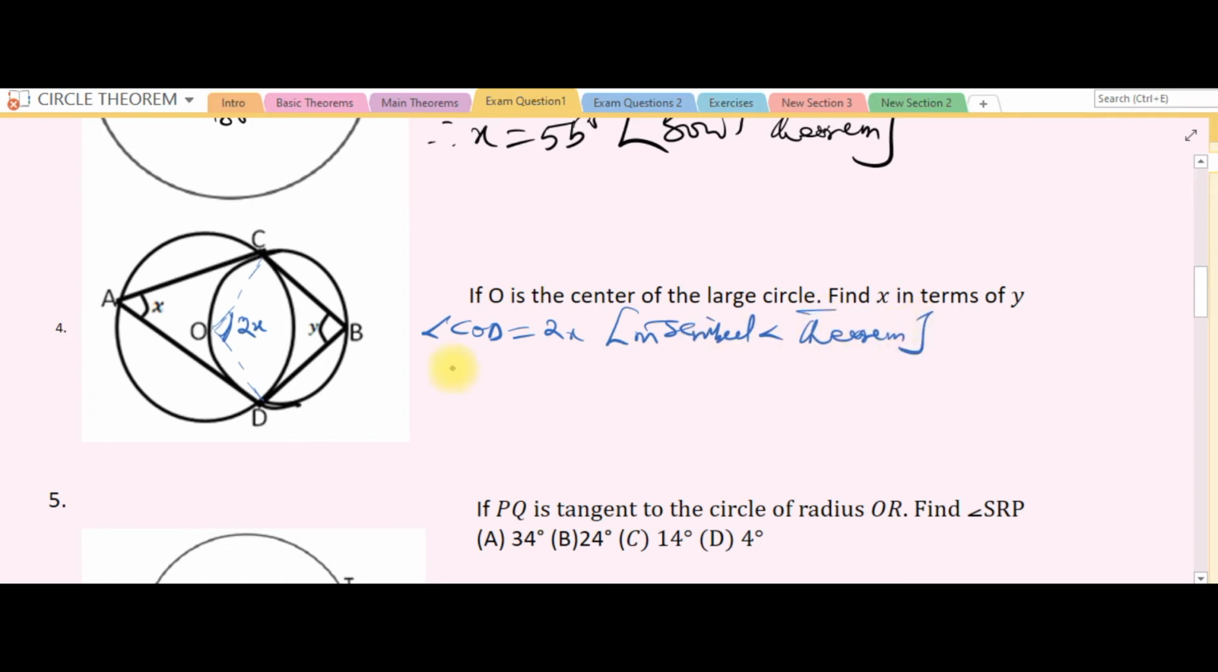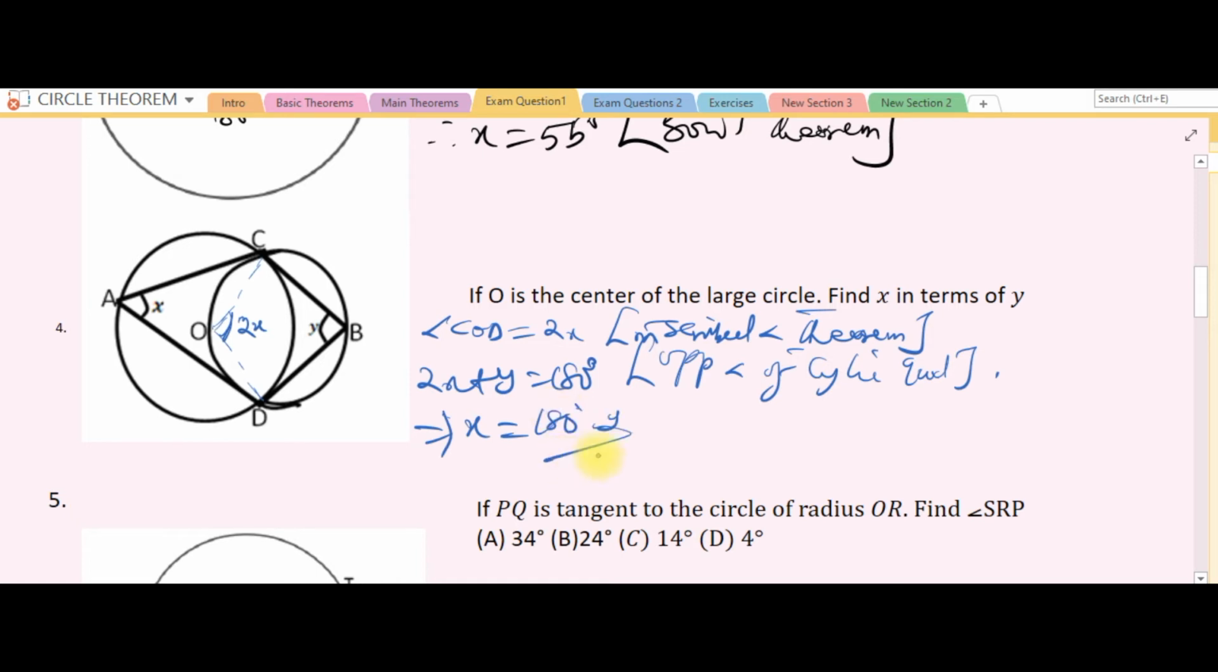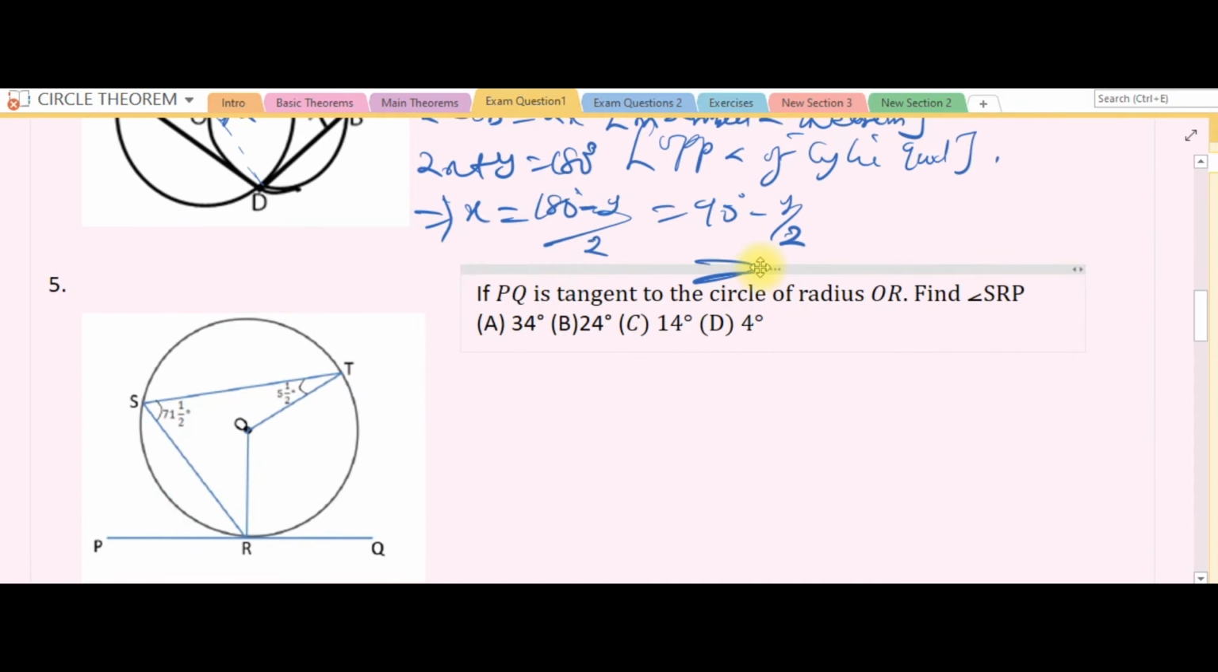The next thing, again, we form a cyclic quadrilateral. So we know that 2x plus y must be 180, opposite angles of a cyclic quadrilateral. Finally, we are asked to find x in terms of y. Making x the subject of the formula, x is 90 minus y over 2, or 180 minus y over 2. That is our answer. Depending on whether it's an objective question, they might decide to write this.